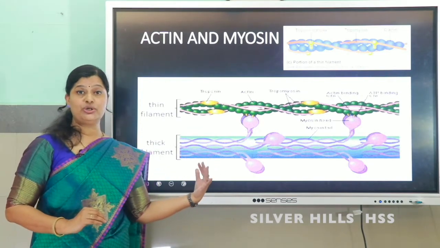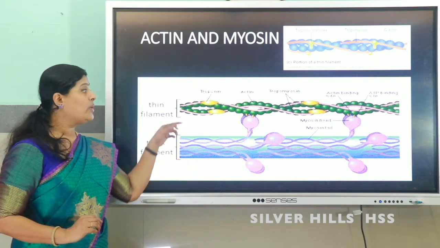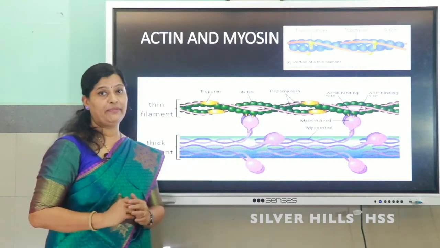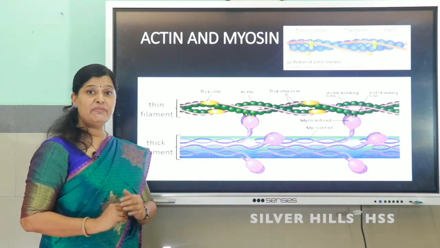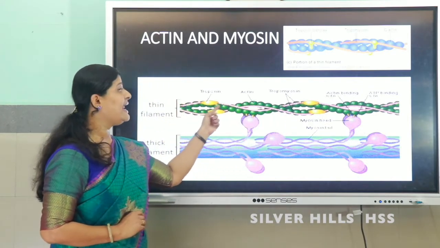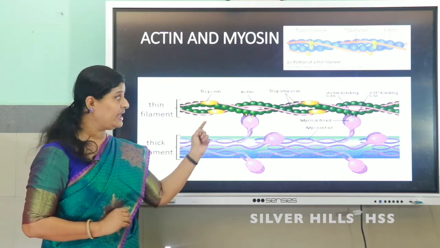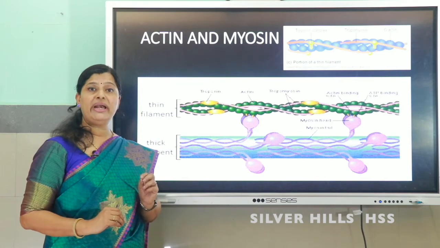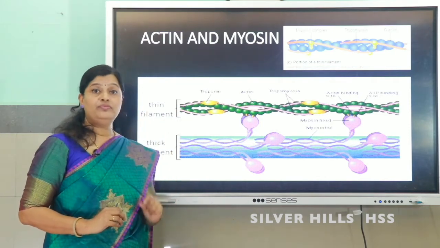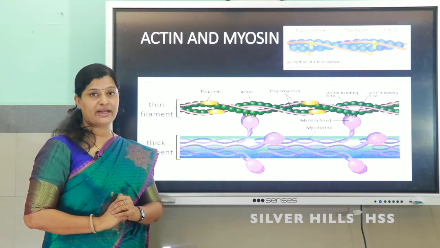Okay, this is the picture showing the structure of actin and myosin filaments. The first picture shows the structure of actin protein. This actin protein is made up of two F-actin proteins. These green color ball-like structures are called the F-actin protein, which in turn are made up of singular units. Each green color ball-like thing is called G-actin or globular actin.